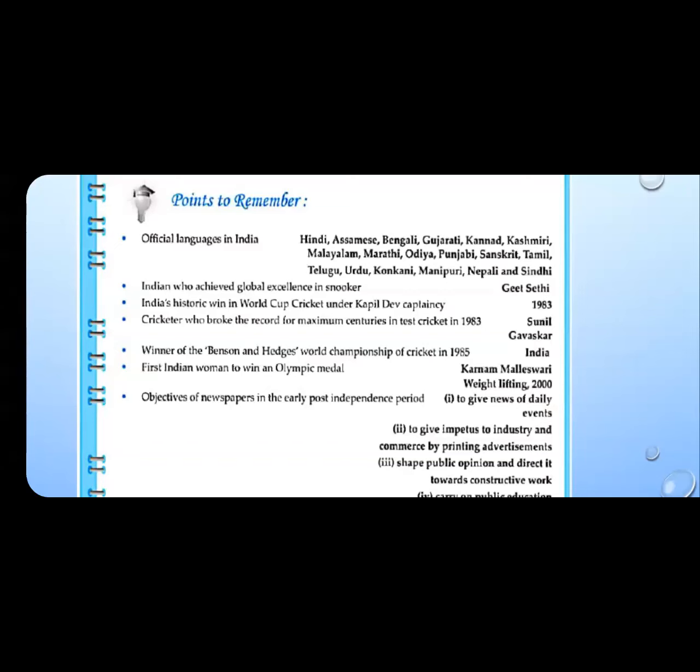Then, the first Indian woman to win an Olympic medal. The name is Karnam Malleshwari. It was for weightlifting in the year 2000.